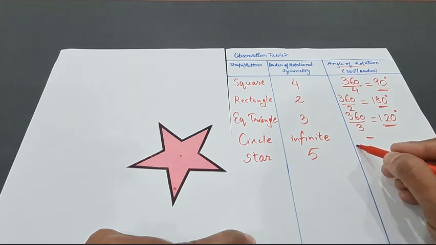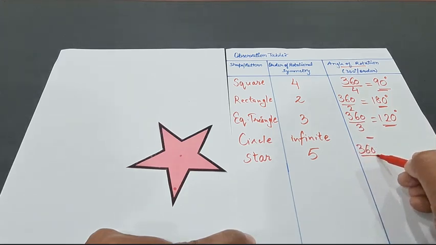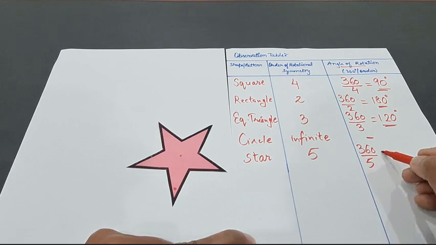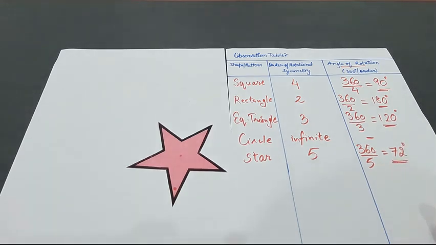So what is the angle of rotation? 360 divided by 5, which is 72 degrees as the angle of rotation. And that completes our activity on rotational symmetry.